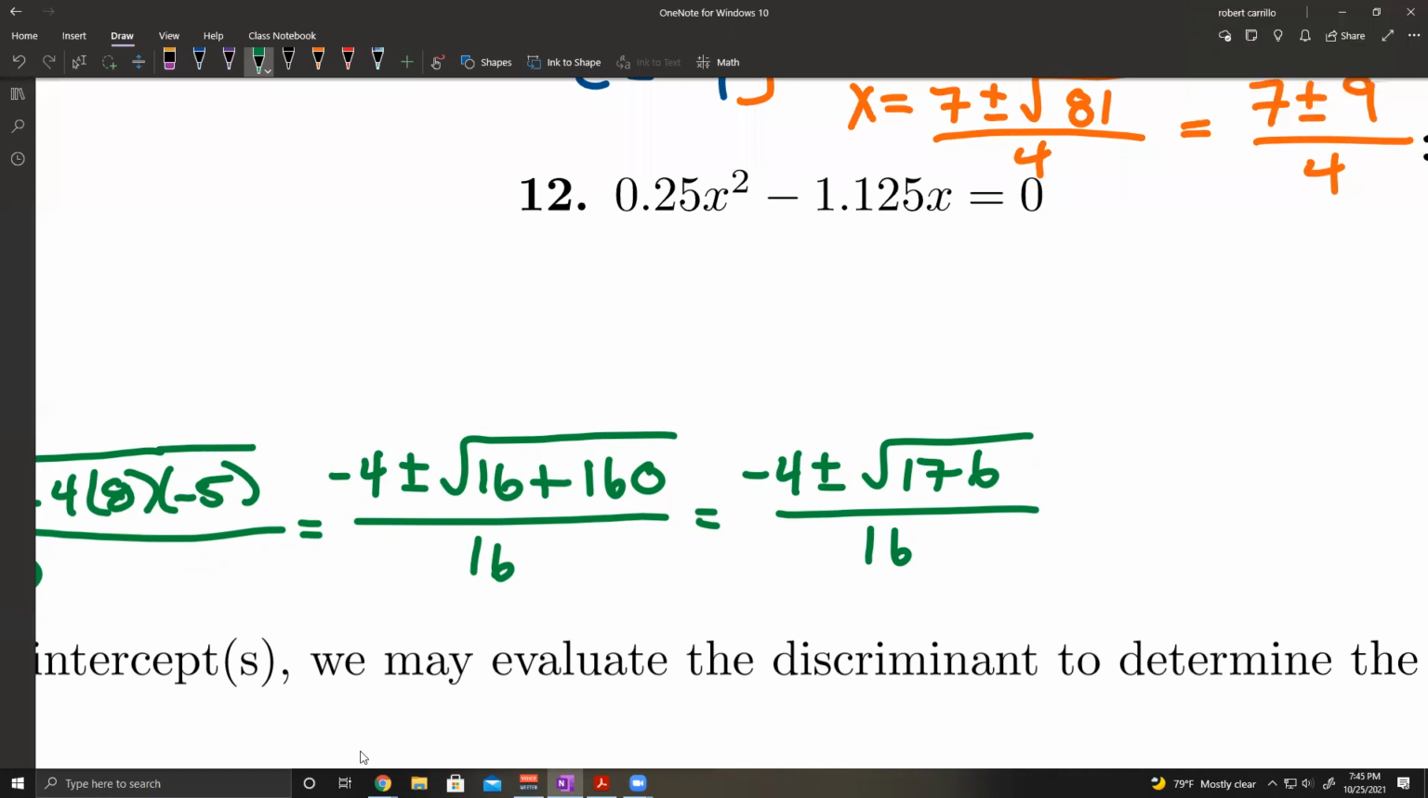How low do you want to go? How big do we want to go? 16 times 11. I love it. So good.